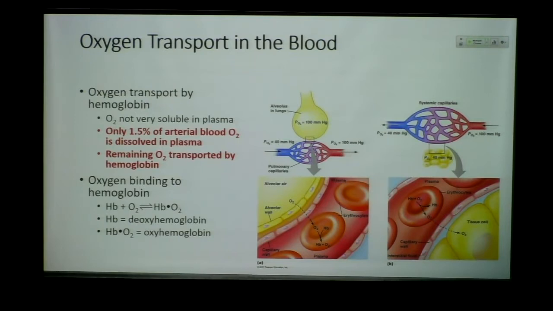So only 1.5% of our arterial blood has oxygen dissolved in it. This is so little that if we were to rely just on this amount alone, our cardiac output would have to increase about 50 times what it currently is in order to adequately oxygenate all of our tissue. So this is very insufficient in terms of the amount of oxygen that we need. So the remainder of the oxygen to meet our demands is circulated using hemoglobin.